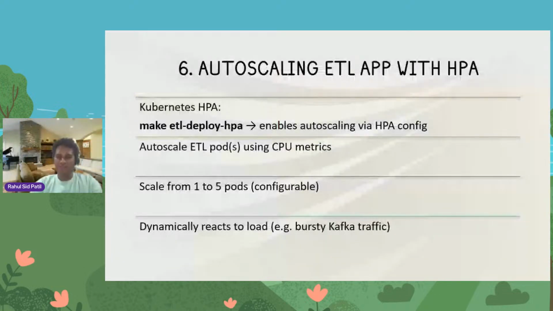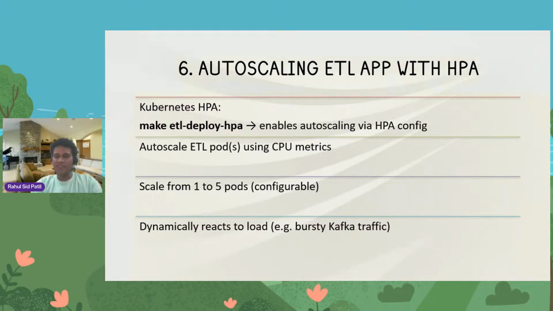As data traffic increases, we need our ETL app to scale, but doing it manually every time defeats the purpose of cloud native automation. That is where Kubernetes HPA, or horizontal pod autoscaler, comes in. We have enabled HPA for the ETL app to scale automatically based on memory usage. When load is low, it runs with just one replica. When memory crosses the configured threshold, let's say 60 or 70%, Kubernetes automatically spawns more pods, up to 5 in our case.